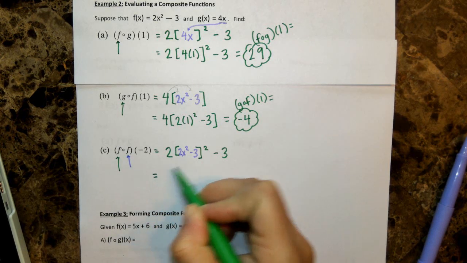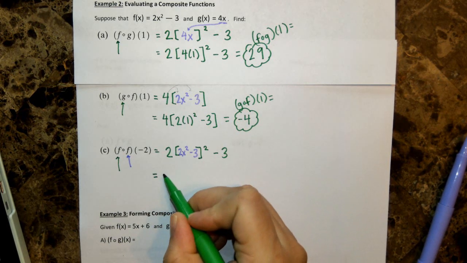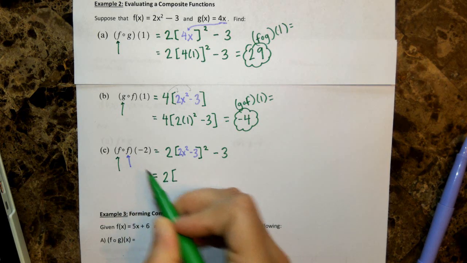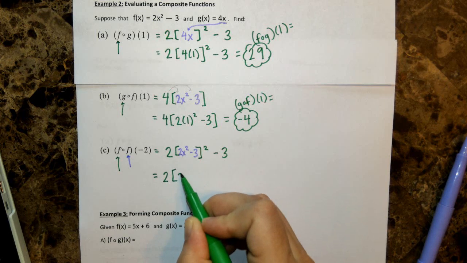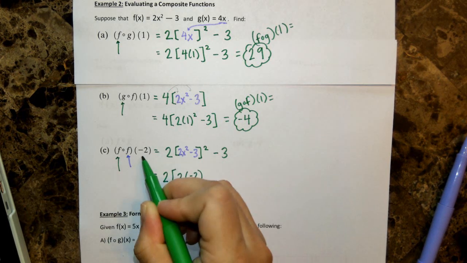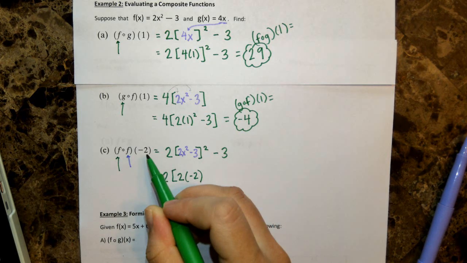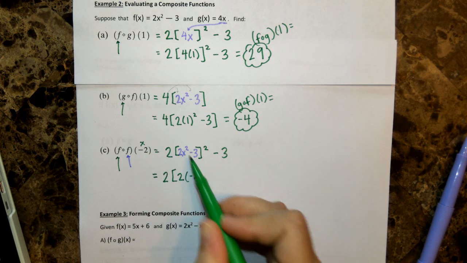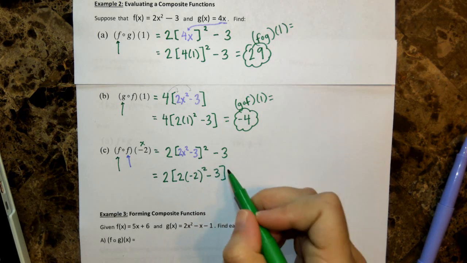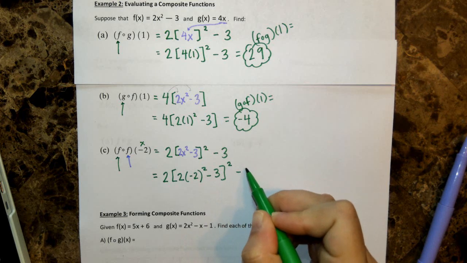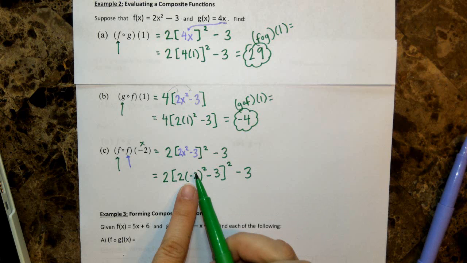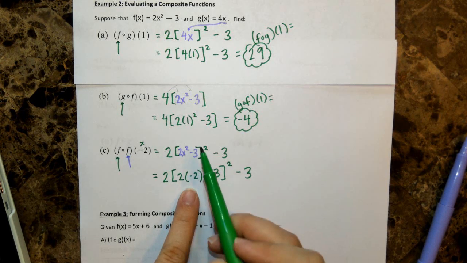So what I'm going to do next is I have my answer. It's not simplified, but that's okay. I'm just going to plug in negative 2 for x. So it's going to be 2 times 2, and instead of x, I'm going to plug in the number negative 2, because that's the x value they give us. And then squared minus 3. Make sure you include all the brackets that you had from above. Squared minus 3. So all I did was take this x and plug in a negative 2 for it. I just wrote it much bigger.